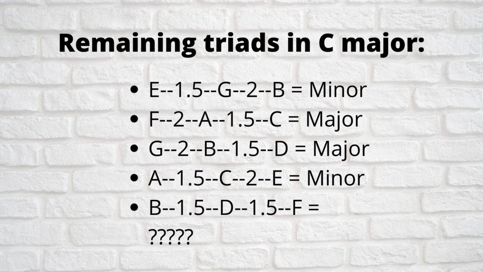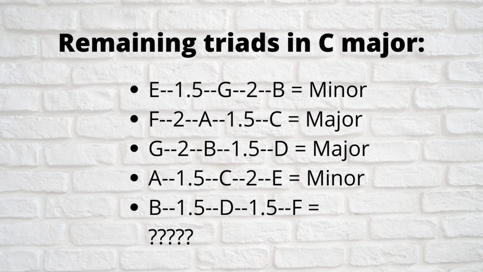Next we do the G triad, G, B, and D. Now from G to B is 2 whole steps, and from B to D is 1.5 steps. So again, we see that the G triad is major. Next up we have the A triad, spelled A-C-E. From A to C is 1.5 steps, and from C to E is 2 whole steps. So we can clearly see that that triad is in fact a minor chord. Minor triad, minor chord. You can say it either way.